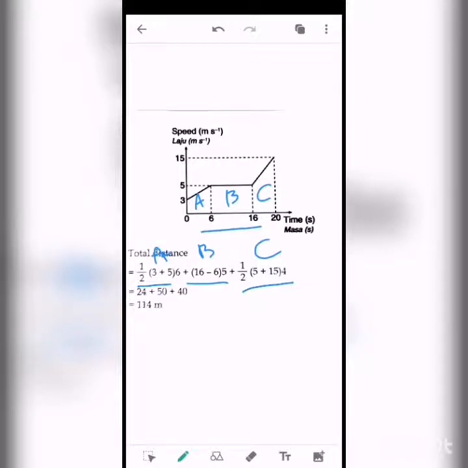B is a rectangle. Before that, you need to minus it. Okay, 16 minus 6 will be 10, 10 times 5. C also is a trapezium, so you just use the trapezium formula, and then you can get the distance travel.